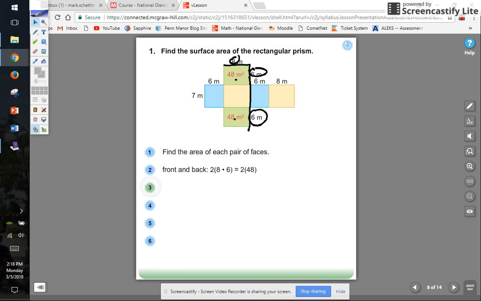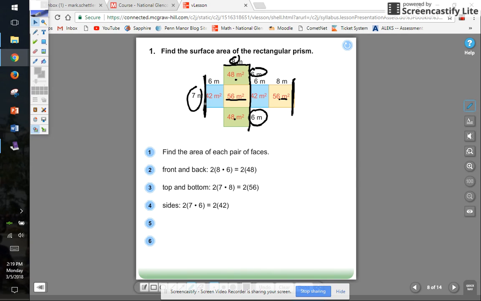How about our top and bottom? The top is the yellow. It would be 8. And I need to figure out what this line is. That's running parallel. Very good. 8 times 7 is 56. We'll write that twice because we have 56 here, 56 there. All we're left with is this blue area, which are the sides. 7 times 6. How did I get 7 times 6? Height and width, 7 and 6, is 42.